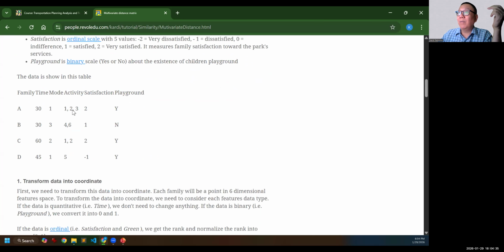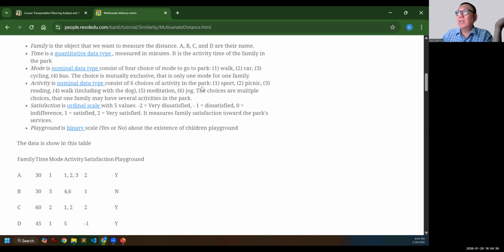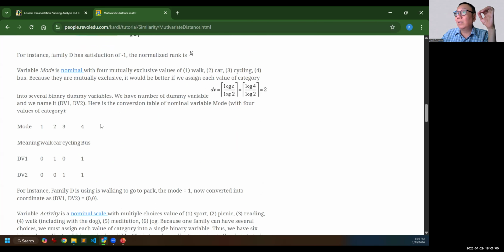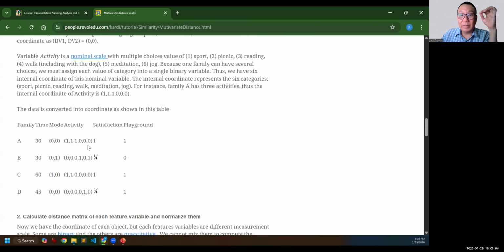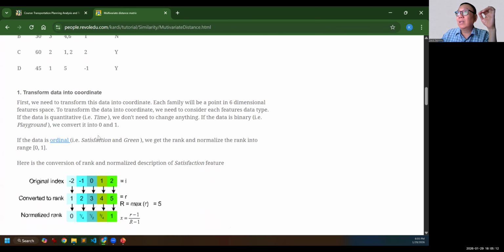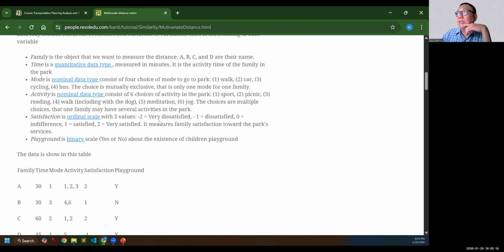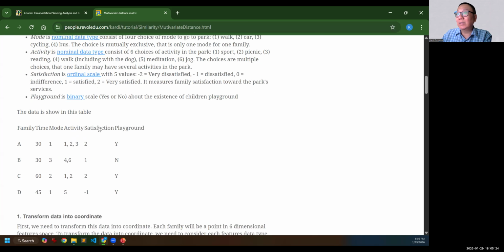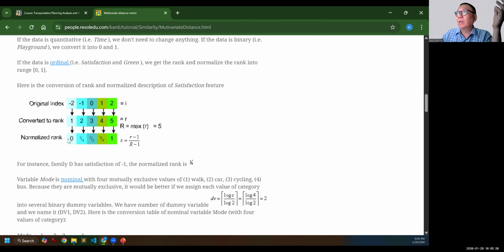Then you have the variable of activities. These activities are 6 choices: sport, picnic, reading, walking, meditation, and jogging. They are nominal data, but they can be selected more than once. In that case, you will have 6 numbers as coordinates. And for the ordinal data, satisfaction, the value is between -2 and +2. In that case, you change it into normalized rank. Normalized means the values are between 0 and 1.